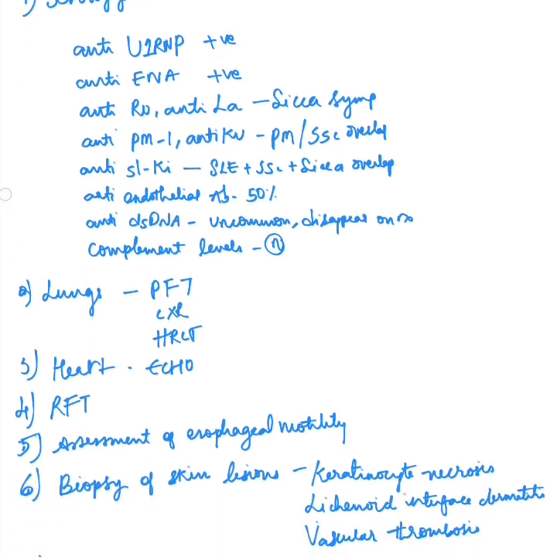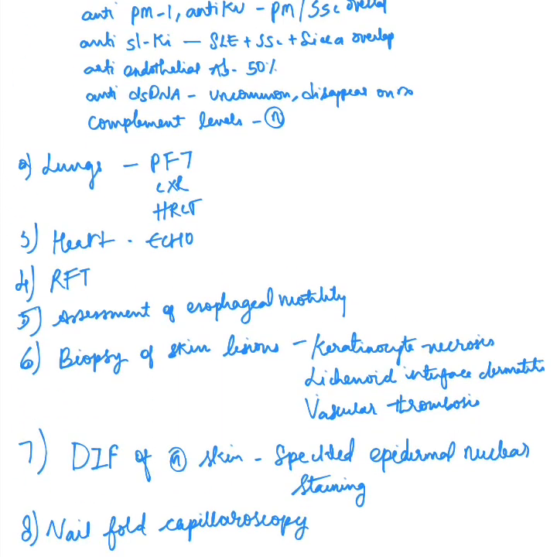Coming to investigations for the lungs, pulmonary function test, chest X-ray, high resolution CT scan. For the heart, echo, renal function tests, assessment of esophageal motility, and biopsy of the skin lesions, which usually shows keratinocyte necrosis, lichenoid interface dermatitis, and vascular thrombosis. And direct immunofluorescence of normal skin shows a speckled epidermal nuclear staining pattern, and nailfold capillaroscopy ought to be done.